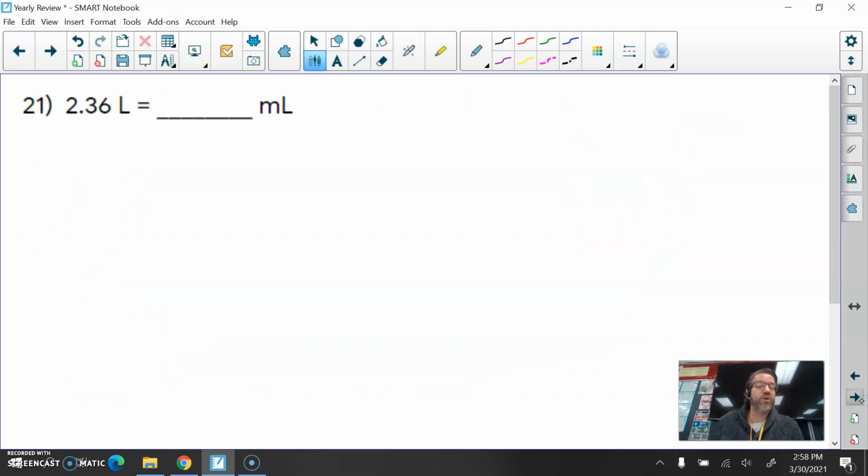All right, number 21, we have 2.36 liters and we want to convert that into milliliters. And this is where it's helpful to remember: Kids have dropped over dead converting metrics. Don't worry. I have never seen anybody drop over dead converting metrics.